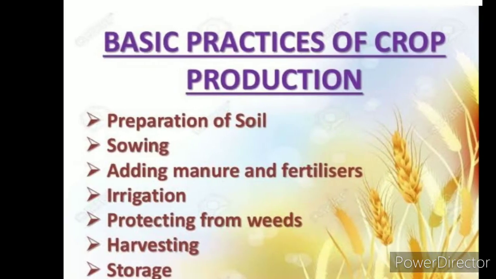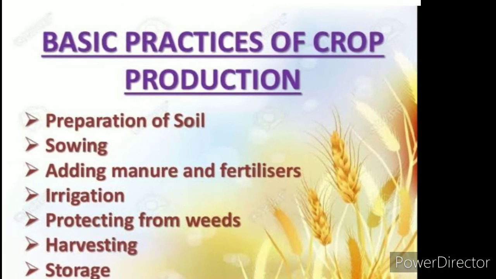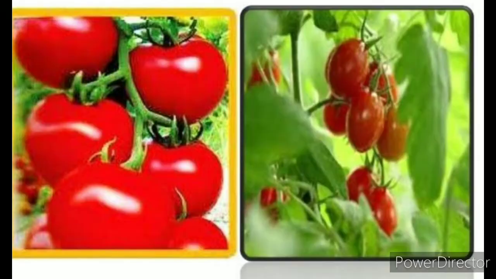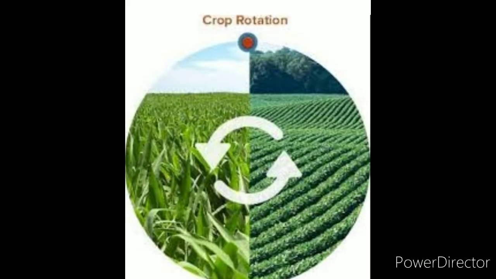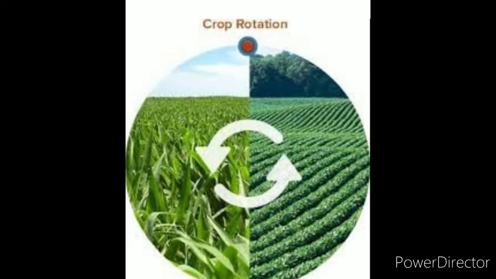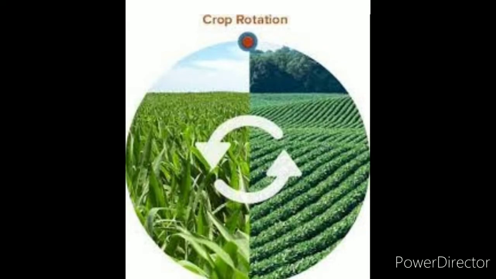In the previous class, we had studied about basic practices of crop production. Today, let's discuss some strategies to get more yield in crop production. Rotation of crops. Crop rotation is planting a series of different crops in the same field following a defined order.